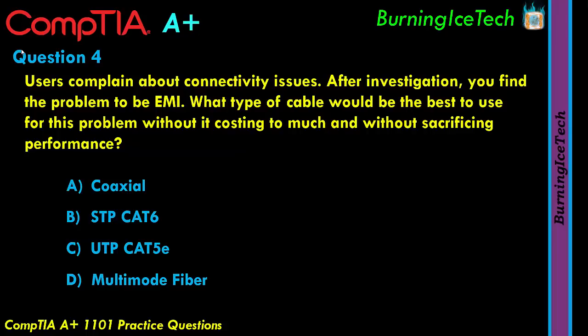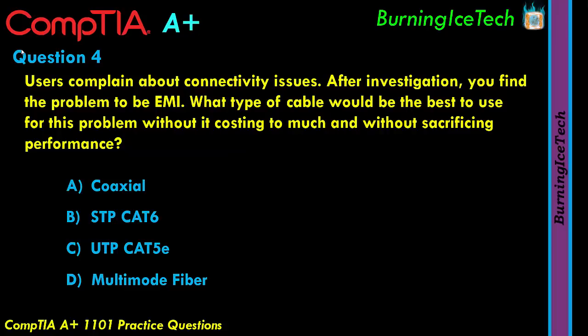So C, I can definitely rule out. Looking at answer D, multi-mode fiber. Now, fiber, for those of you who don't know, is 100% completely immune to EMI. So coaxial cable and shielded twisted pair, they're immune but not completely immune. It's just, they're not as interfered with as much as a normal UTP cable. Fiber, on the other hand, uses glass and light. It doesn't use copper. So it's completely immune to EMI.